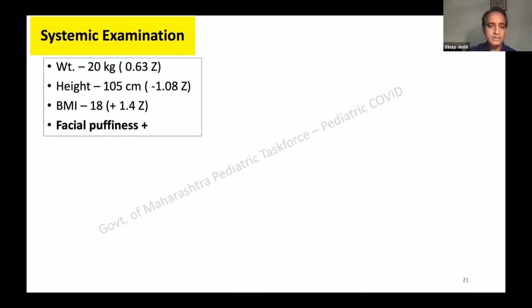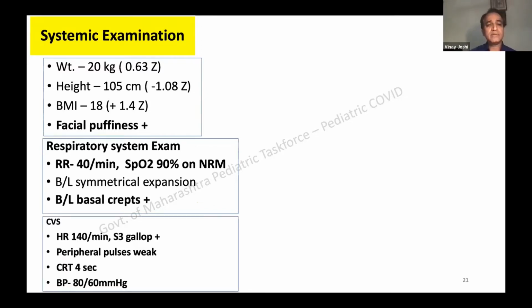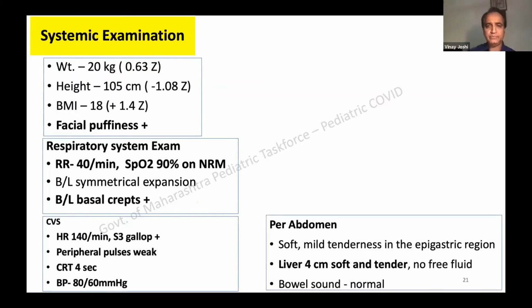She had facial puffiness. On the respiratory system, the child was still tachypneic, however, maintaining SpO2 of 90% on NRM. There were some basal crepitations coming up now on respiratory system examination. The child still remains hypotensive. Heart rate is 130 per minute. Now there is an S3 gallop. Peripheral pulses are still weak, and capillary refill time is 4 seconds. So hemodynamically, the child is still compromised. The child is still in a state of shock.